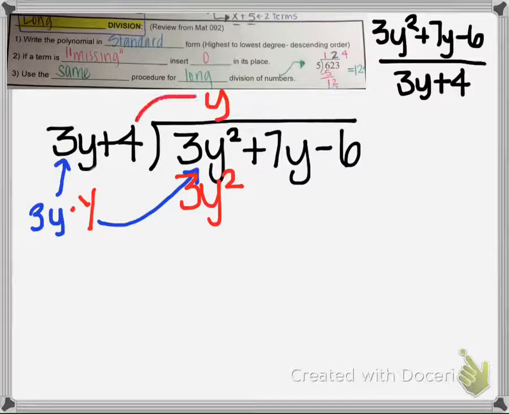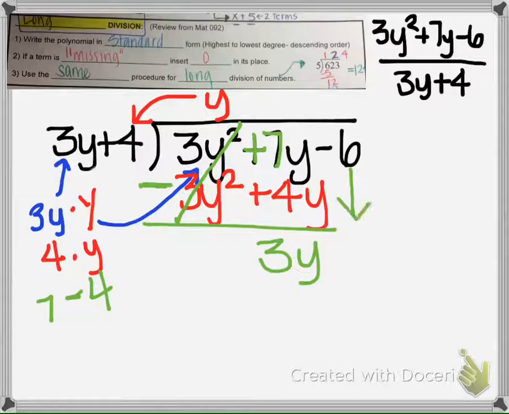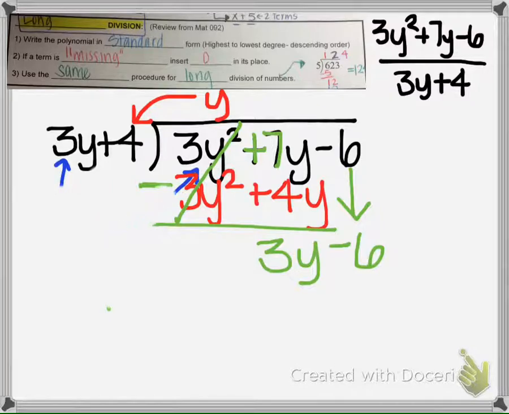And then we're going to multiply it also with the 4. So 4 times y is 4y. Then we're going to go ahead and subtract, and this is going to cancel. And then here we're going to have positive 7 minus 4, which is 3. Then we're going to bring down the negative 6.